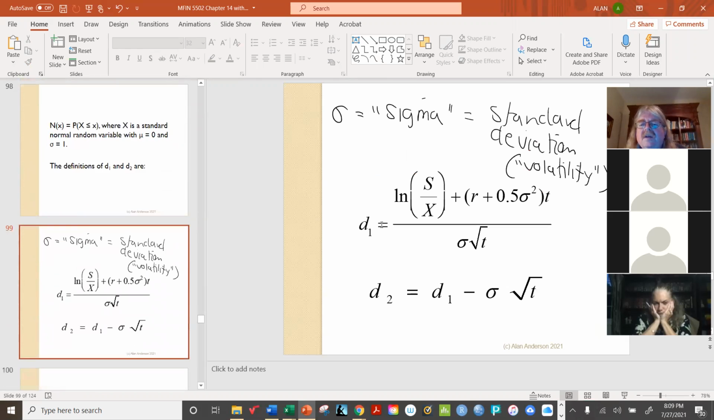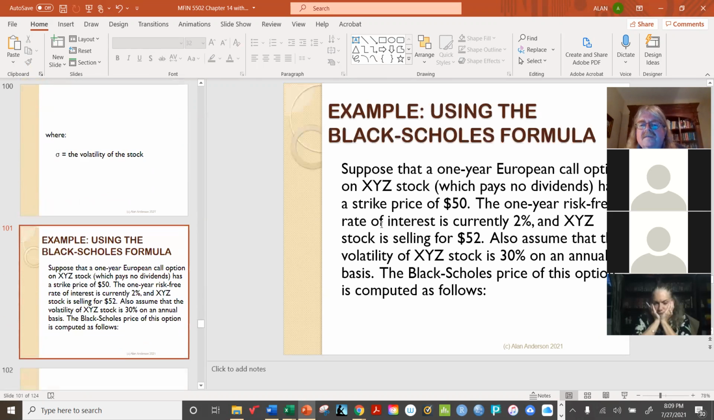All right, so let's skip through some of the technical details and let's look at an example. Suppose we have a 1-year European call option on XYZ stock with no dividends. The strike is 50, the 1-year risk-free rate is 2%, and the stock sells for $52. The volatility of XYZ stock is 30% on an annual basis.